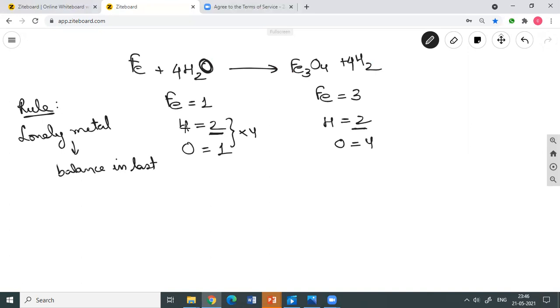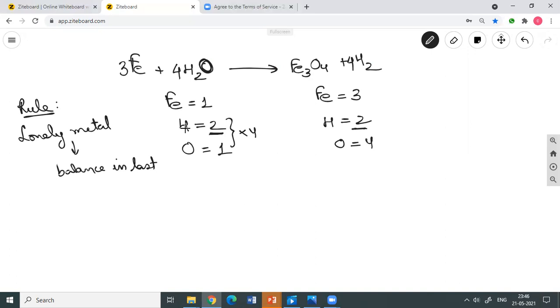Now the lonely metal, the last one. So iron is 3 here, so just keep a 3. So after balancing, if we check, iron is 3 on both sides, hydrogen is 8 on both sides, and oxygen is 4 on both sides. So this is how you can balance an equation.